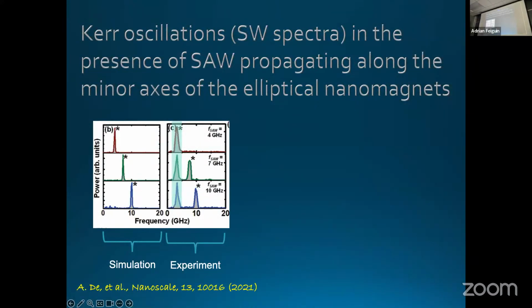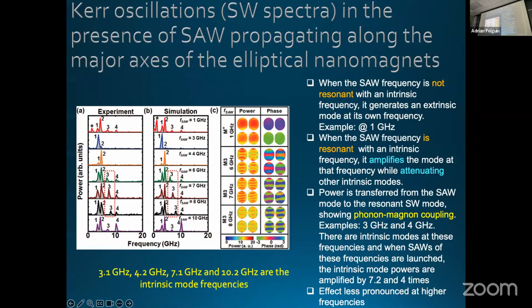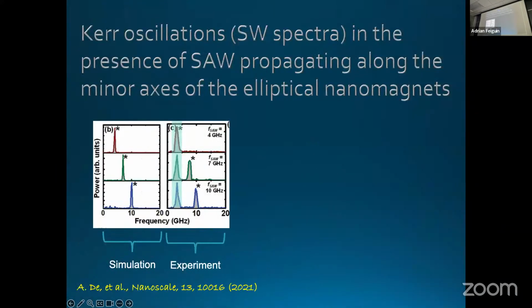All right. So now we are looking at the previous case, where the SAW was propagating along the major axis of the nanomagnets. Now let's see if there's a directional effect. What happens if the SAW is propagating along the minor axis of the elliptical nanomagnets? That's the case here, and you can see that it is very different. There is a strong directional dependence. This is the simulation, and this is the experiment.